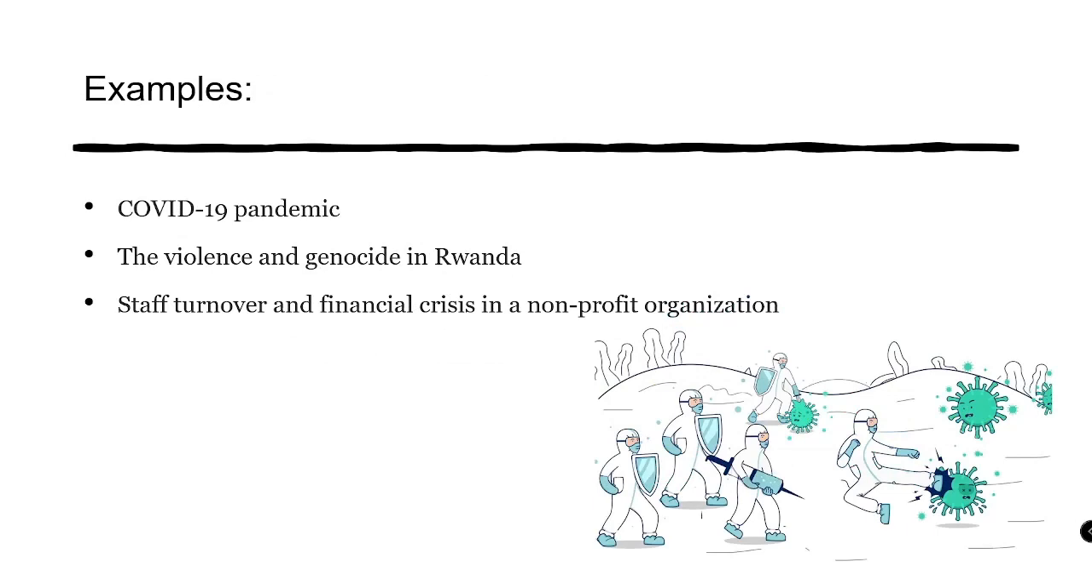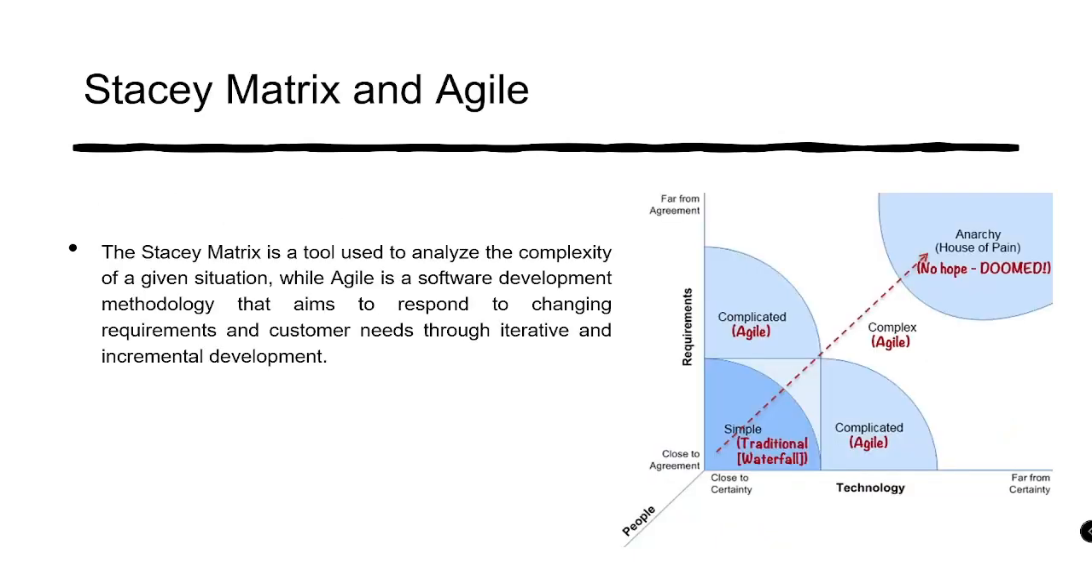These are some real-life examples of the chaotic zone: the COVID-19 pandemic, the violence and genocide in Rwanda, staff turnover and financial crisis in a non-profit organization. Now it's Tulga's turn. Thank you, Funda.